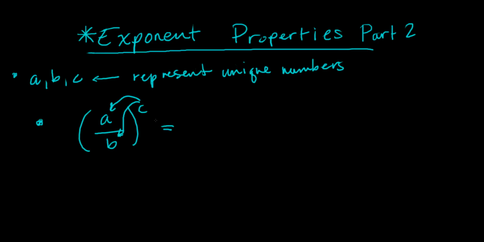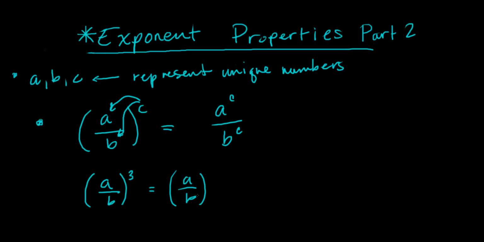So in this case, if it was a over b to the c power, the entire thing to the c power, that's just a to the c over b to the c. So let's show why that is using a real number. So let's let c equal 3 for this case. So if we have a over b to the third power, that just means a over b times a over b times a over b.